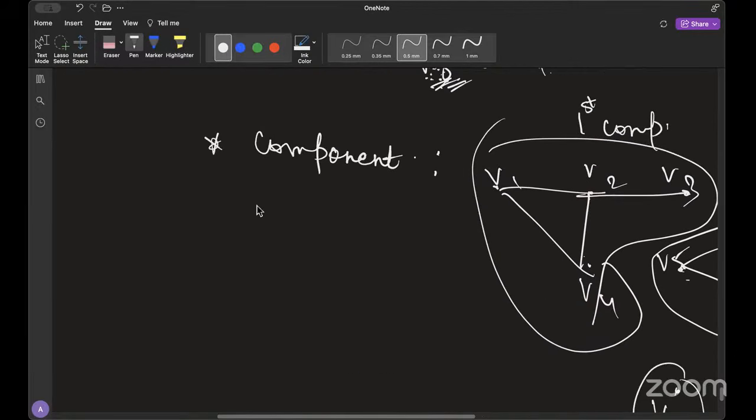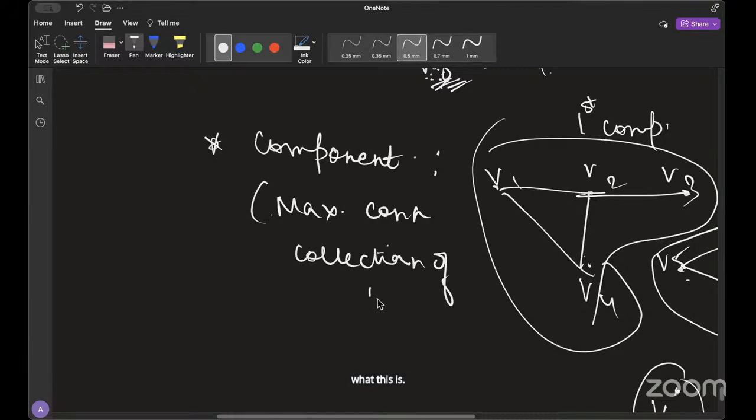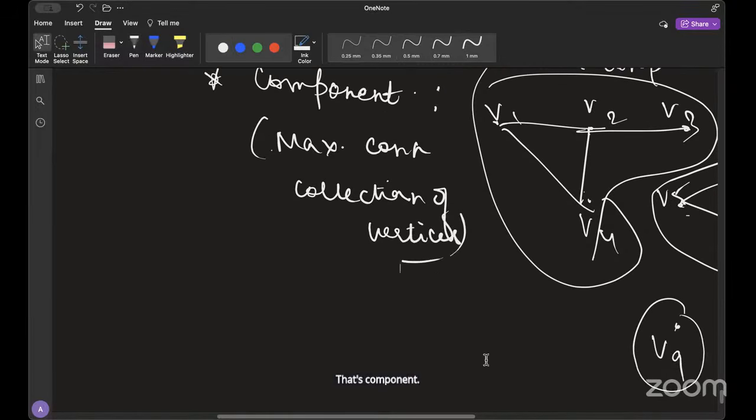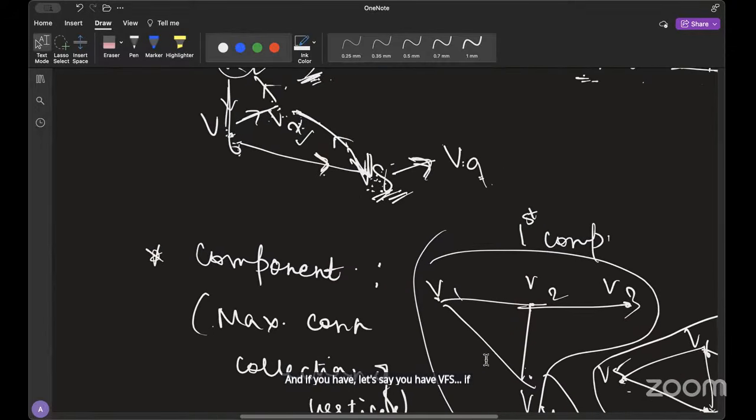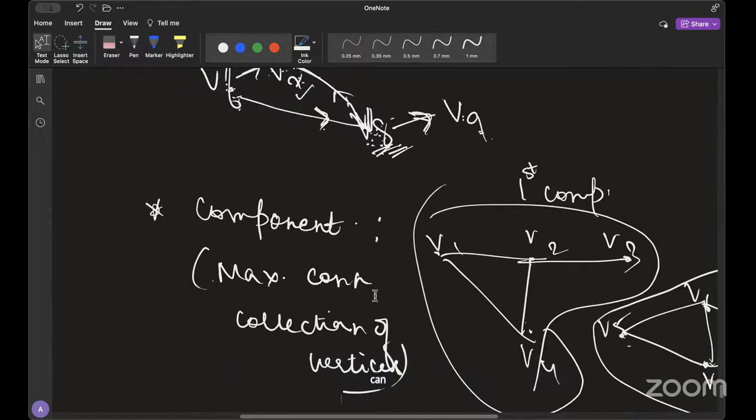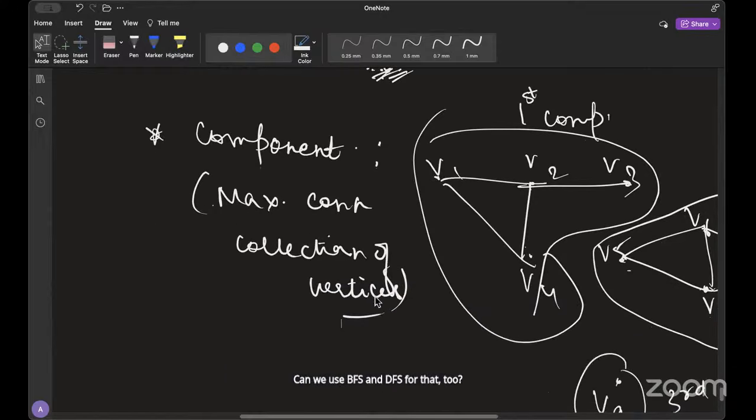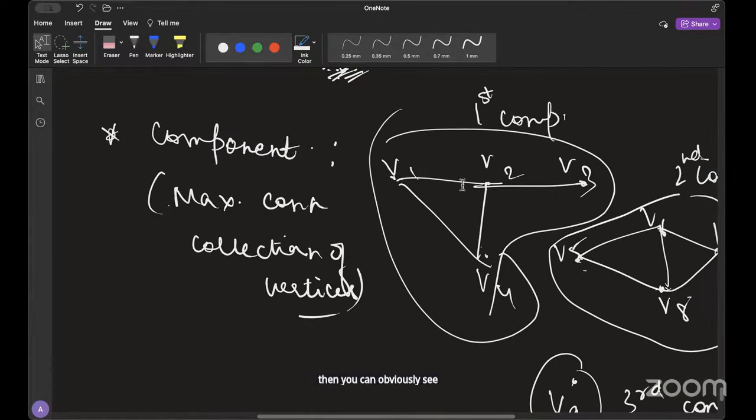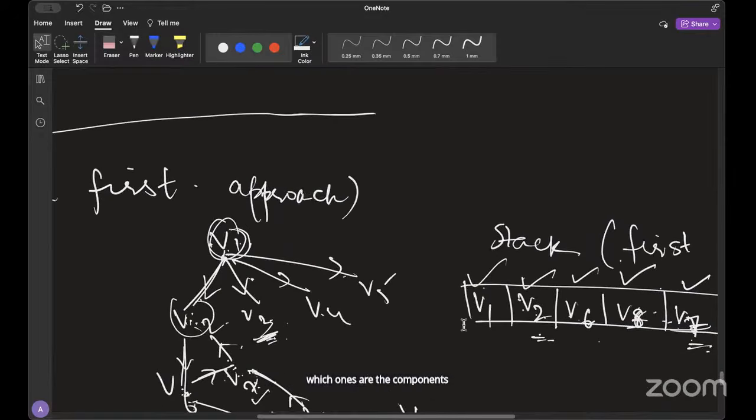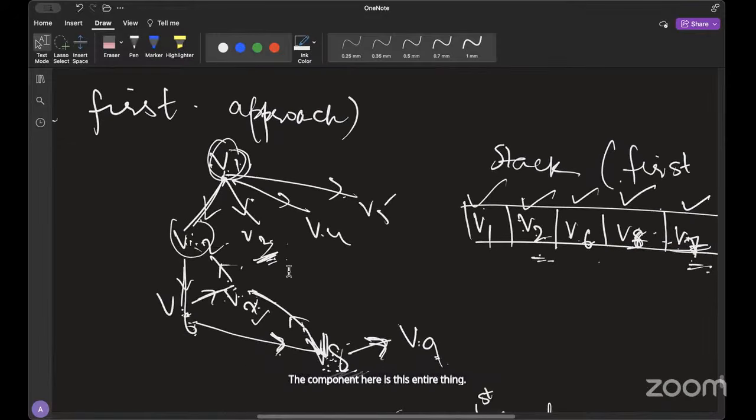So the definition, it's called maximally connected collection of vertices. That's a component. And if you have to identify the components, can we use BFS and DFS for that too? Because it will perform BFS and DFS approach. Then you can obviously see which ones are the component, like from this one. The component here is this entire thing.